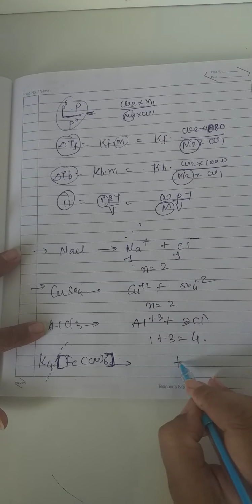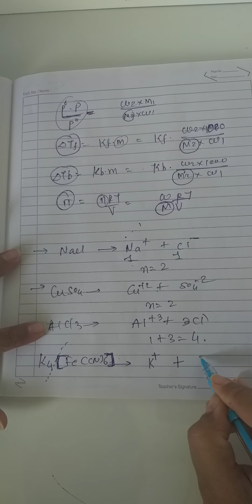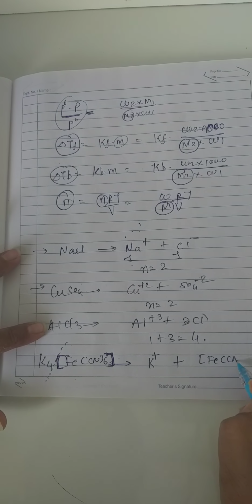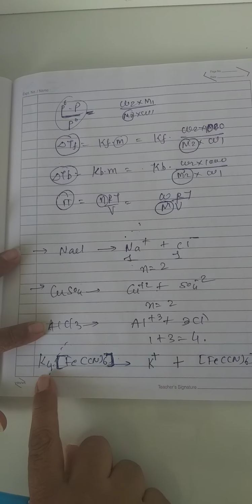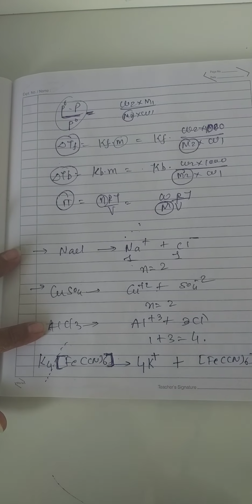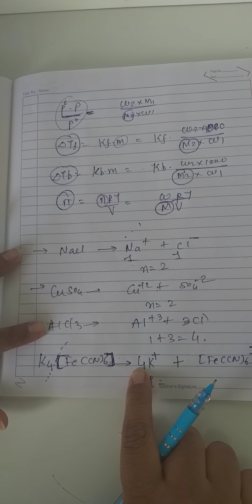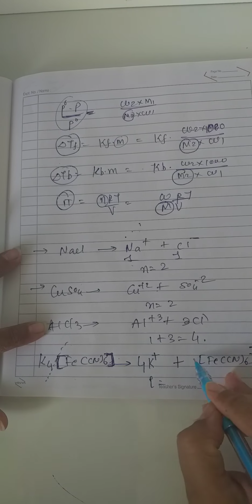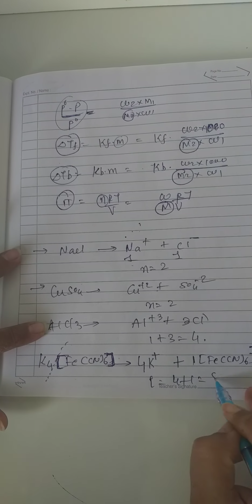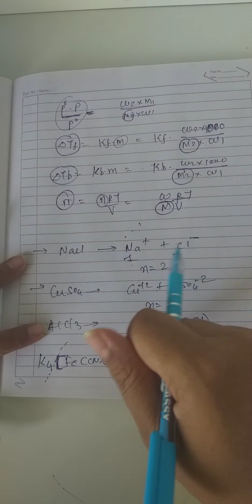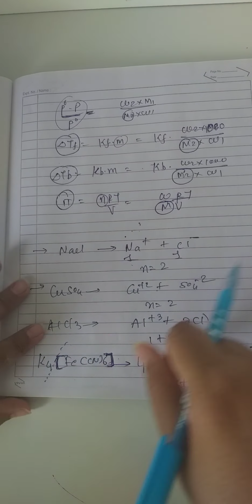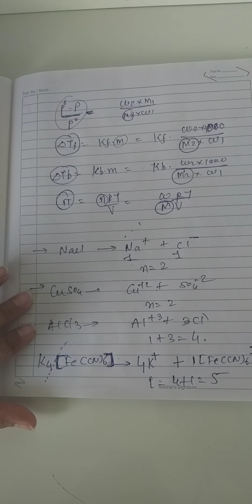So we have 2 parts, K+ and [Fe(CN)6]. But when you write this type of example, you have to balance the ionic charge also. K4, so we write 4K+, so the complex becomes minus 4. So now what is the van't Hoff factor here? 4 of K+ and 1 mole of this complex, so 4 plus 1, this is 5. So remember, keep this in mind. This will be useful in numericals also.